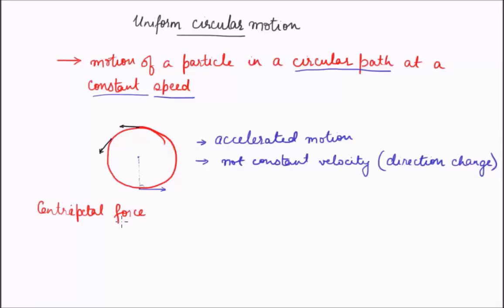Centripetal force is a force which is acting towards the center. Why towards the center? Because in the case of circular motion, if there was no force and the particle was over here, then the particle would have continued to move in this straight path. But since there is a force acting towards the center, it makes the particle move towards the center. As a result, it follows the circular path.